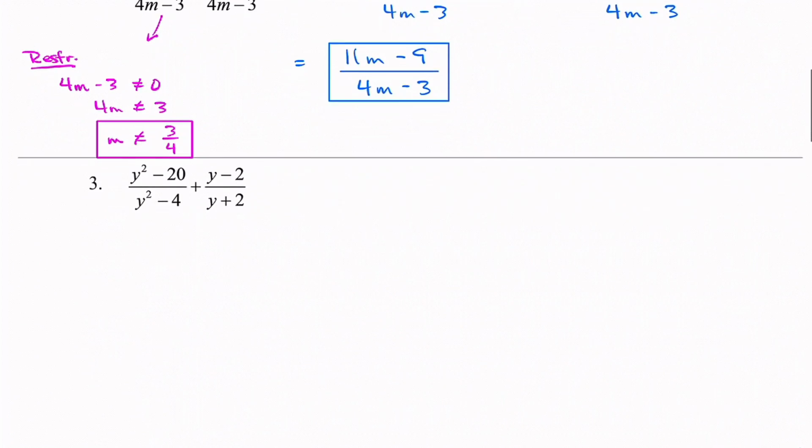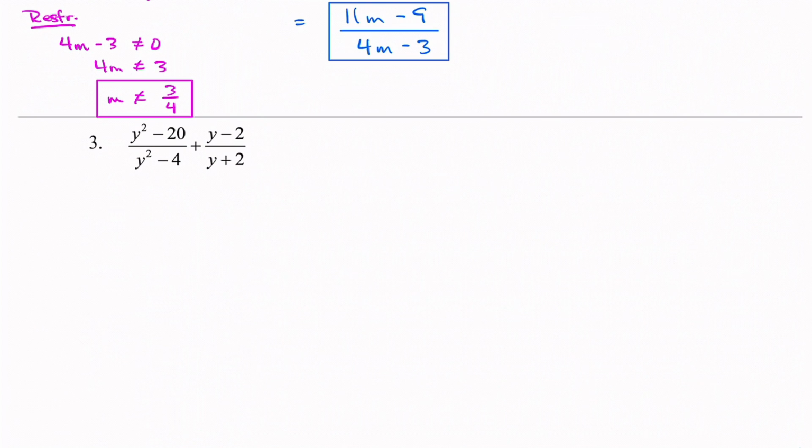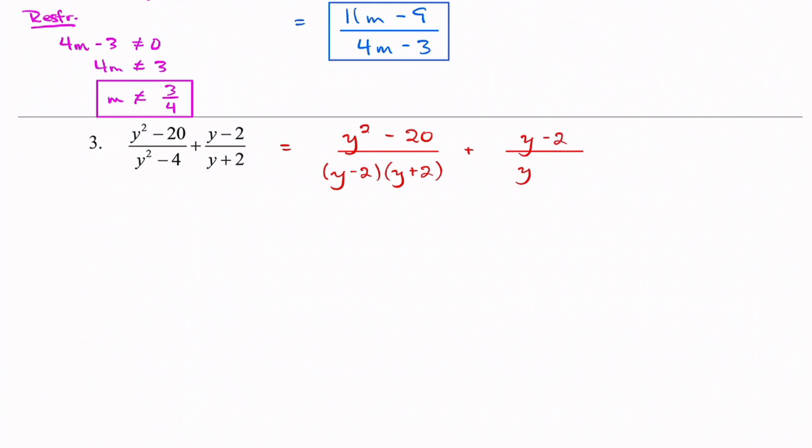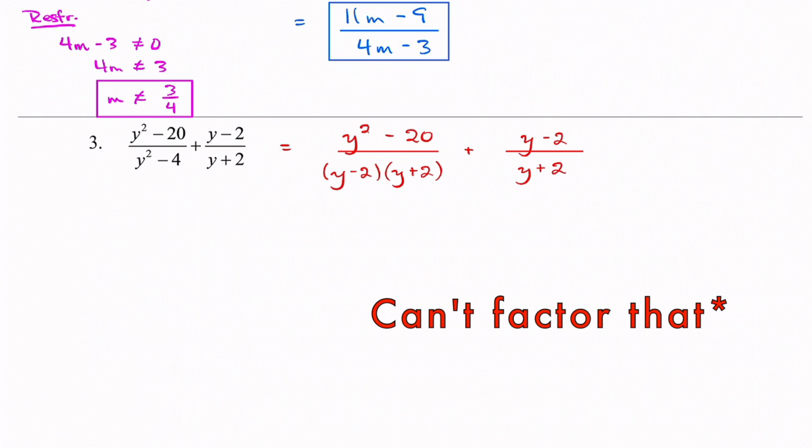Number 3 here now. So this one we've got a little bit more going on, and we don't have a common denominator. So what I'm going to do first is factor everything. This right here, you actually can't factor, so it's just going to stay the same, y squared minus 20, divided by this right here, y squared minus 4, which is actually a difference of squares. So it's going to be y minus 2 and y plus 2. Then we had plus, and the y minus 2 can't do any simplifying there, so it stays the same. And same with the denominator there, can't simplify that.